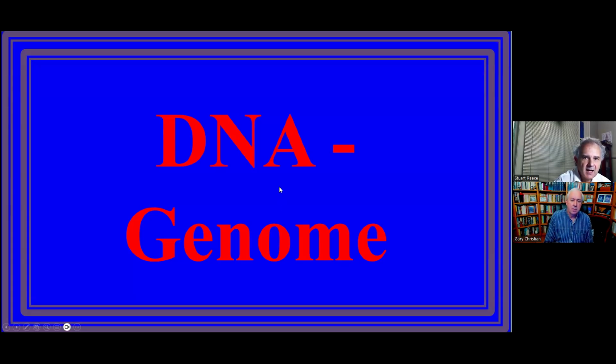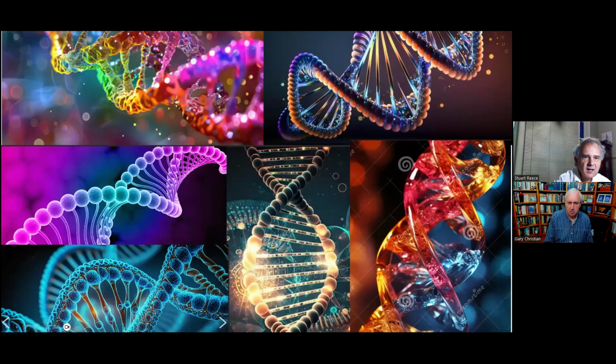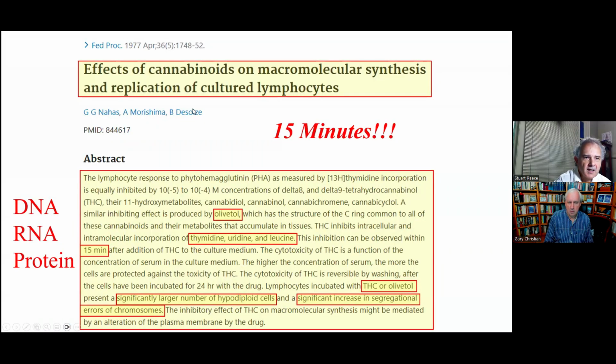So let's look at the DNA, the genome. As we said, we all know what DNA looks like. It's a beautiful spiral helix, and there are lots of beautiful pictures all over. What isn't widely realized is that cannabis impacts DNA in just 15 minutes. It takes 15 minutes to start to disrupt the synthesis of DNA, RNA, and protein. These are the macromolecules of life, the main information carriers.